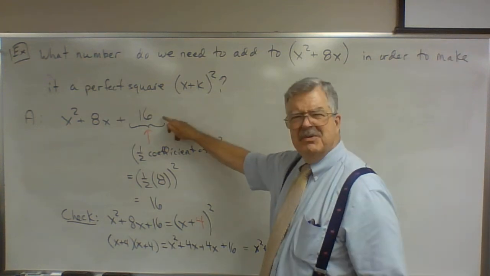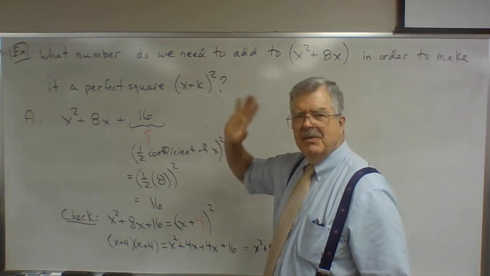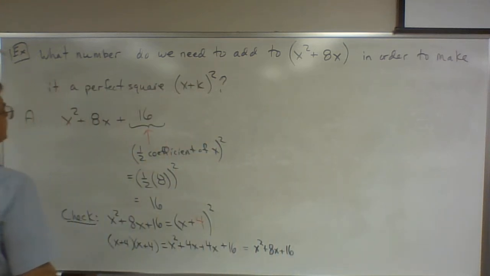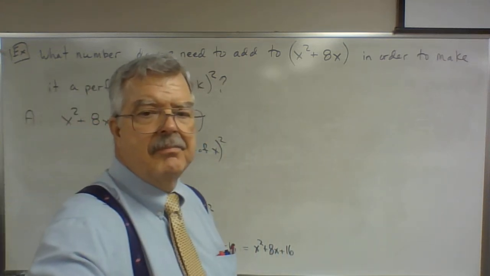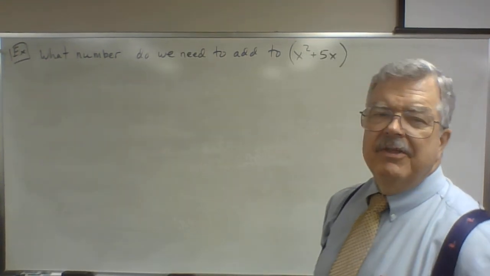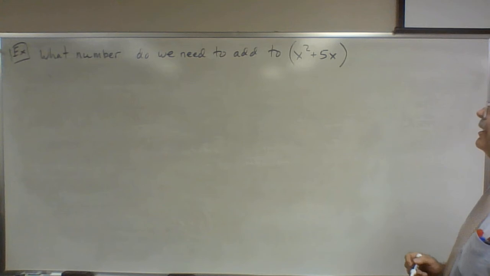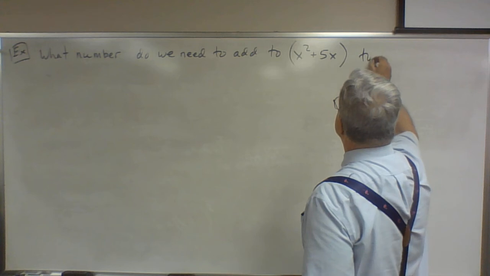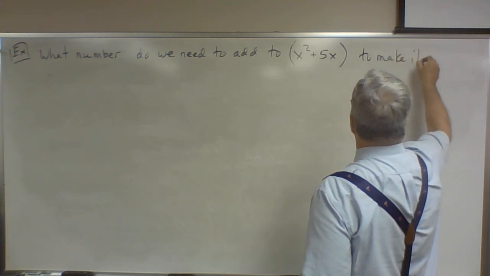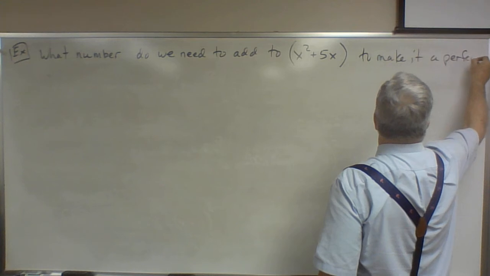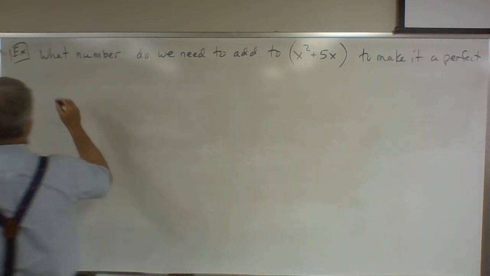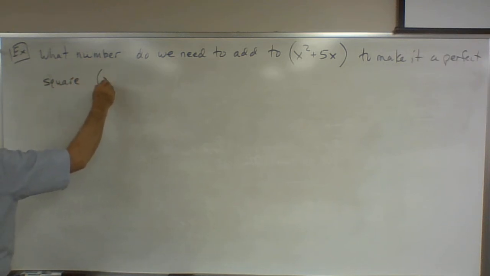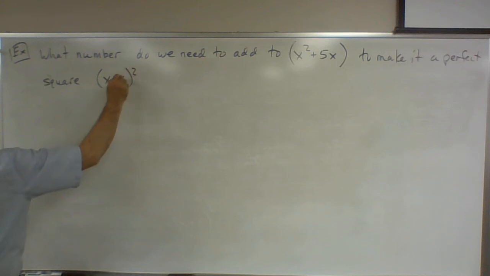Now, why do I want to do something like this? That we'll see in a few minutes. Let's do another one just like this. This one's a little bit more complicated. What number do we need to add to x squared plus 5x to make it a perfect square, that is in the form of x plus k squared?